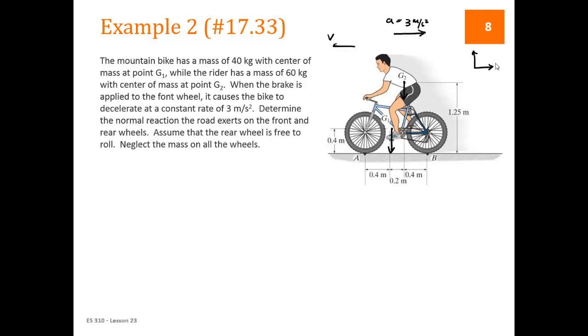Let's identify some positive directions. This is the I hat and the J hat, positive directions. All right, so that force that caused that deceleration acted on the front wheel. So if it's going to cause a deceleration in the positive I hat direction, it's going to also point in the positive I hat direction. So that's that F. And we also have a normal force on the front wheel and a normal force on the back wheel. So that then completes our free body diagram. So now we can write our equations of motion.